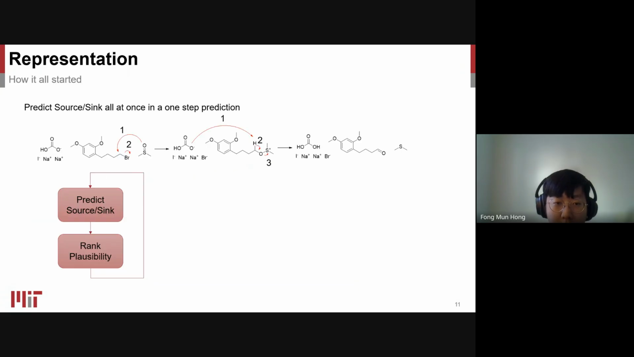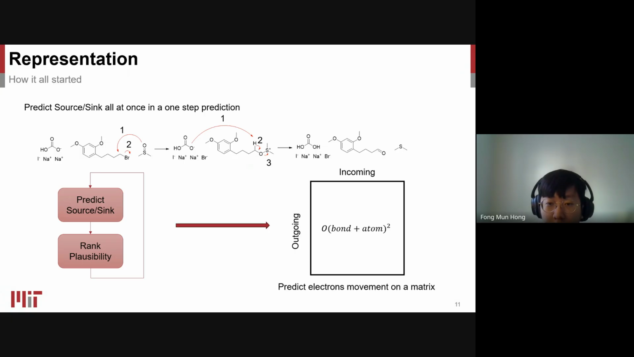So we wanted something that is able to do end-to-end prediction and at the same time mass conservation. When we look deeper into the representation from Peabody, we see that there's this constant loop of predicting the sourcing and then ranking the possibilities, moving back and forth until it predicts the entire reaction pathway.